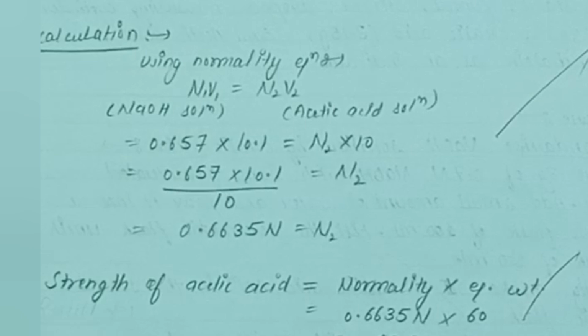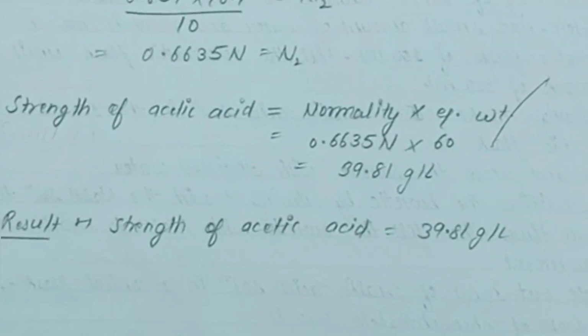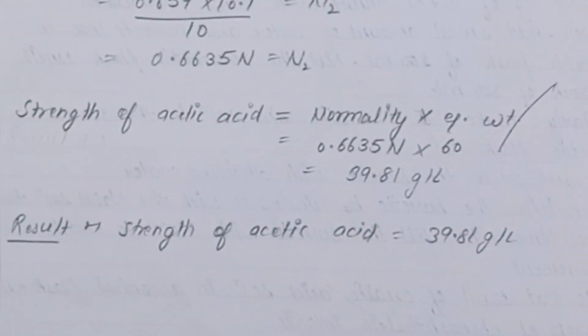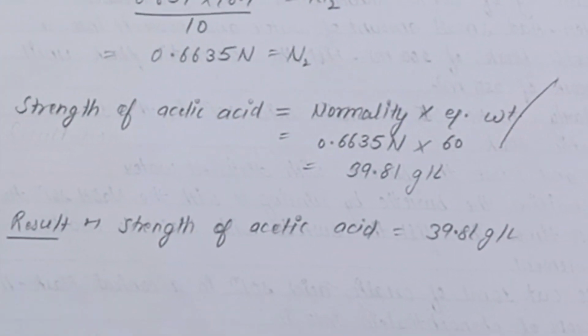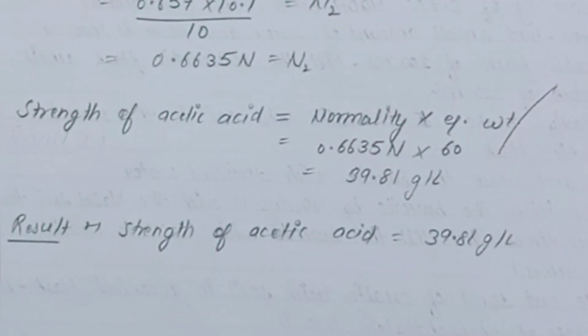Strength of the acetic acid is equal to normality into equivalent weight, which is equal to 39.81 gram per liter. Result of this experiment: strength of the acetic acid is equal to 39.81 gram per liter. Thank you.